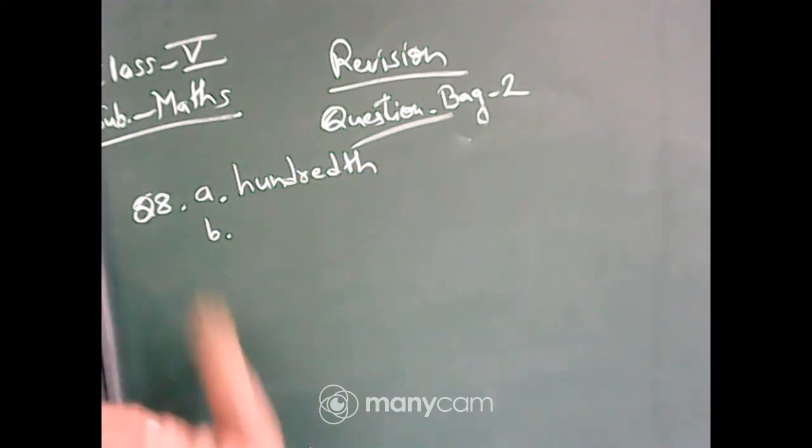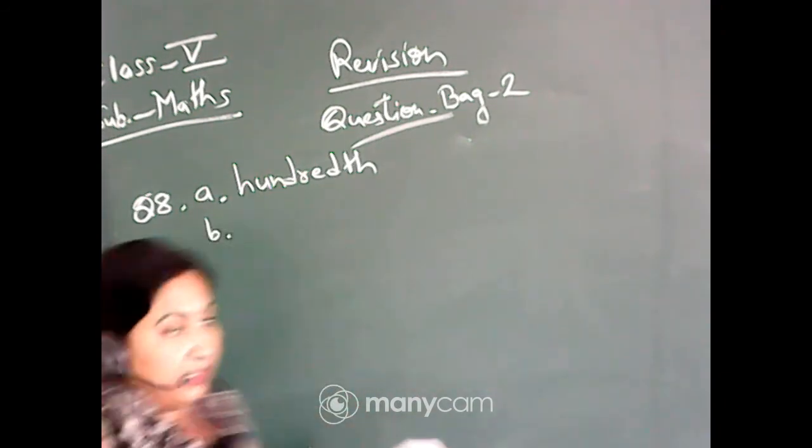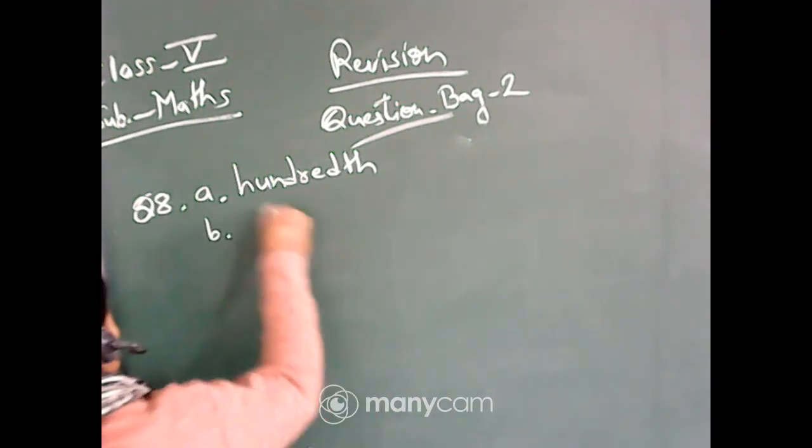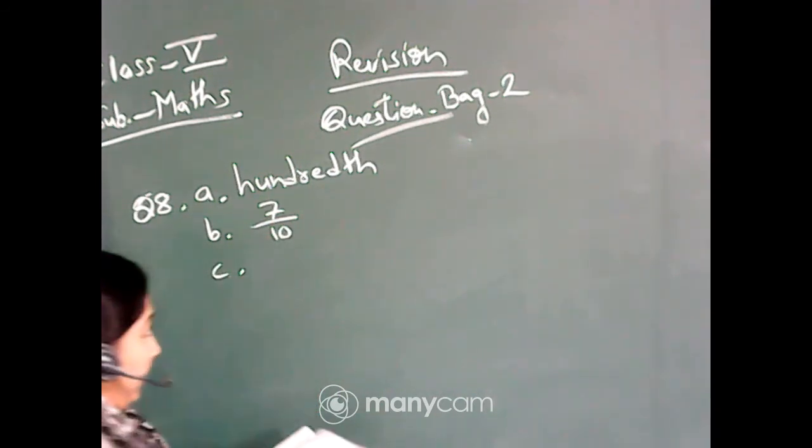Number B. The place value of 7 in 1.76 is the same thing, 0.7. That means it is 7 by 10.